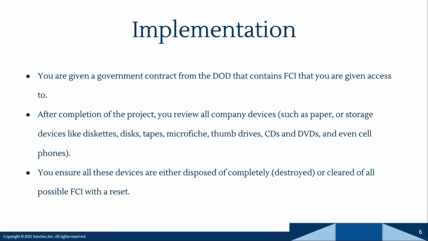Here's an example implementation to understand that aspect. You are given a government contract from the DoD that contains FCI that you are given access to. After completion of the project, you review all company devices, physical elements like paper, or storage devices like disks, tapes, thumb drives, etc. You ensure all these devices are either disposed of completely, i.e. destroyed or handled in a different way, or cleared of all the possible FCI with a reset if you're dealing with software-like devices. Again, you have to understand that this encompasses every aspect. Like I said in the previous example, paper. If paper that contains FCI is in your organization, make sure you're shredding it or completely destroying it. Or if there's a tape that has important information, make sure you're properly disposing of it or clearing it so that it can be reused without any FCI left over.